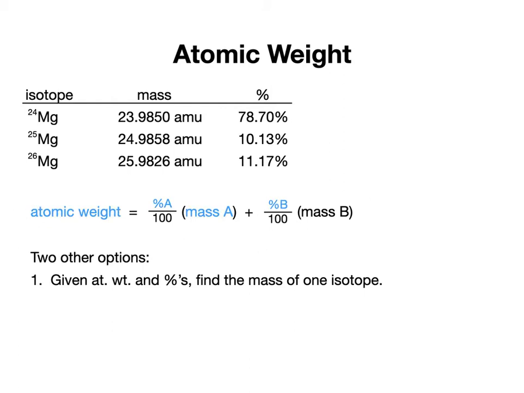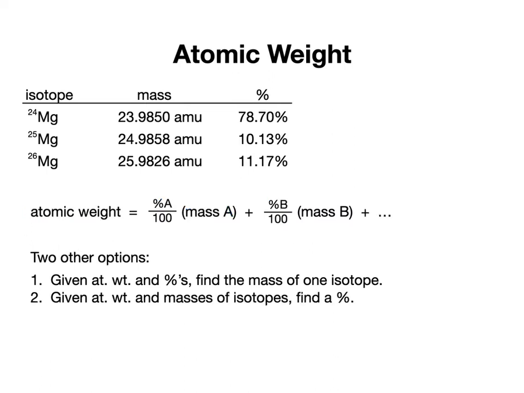Let me put them in blue. If everything we know is in blue, if we knew the atomic weight, if we knew both of these percentages, if we knew one of the masses, we could calculate this mass, right? One equation, one unknown. You could solve for that unknown. Call it X, right? You could solve for that mathematically, okay?